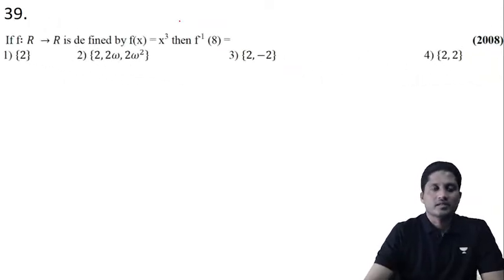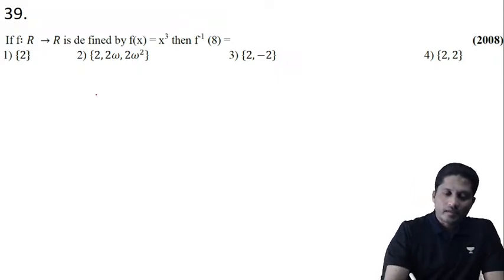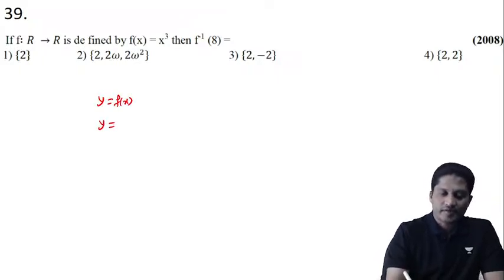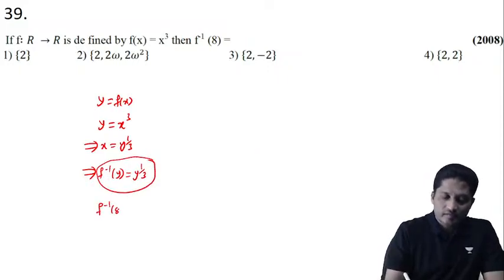Question number 39. See, suppose y is equal to f of x, I am supposed to find what is f inverse of it. Y is equal to f of x, y is equal to x cube. X is equal to y to the power of 1 by 3 and f inverse of y is equal to y to the power of 1 by 3. Now f inverse of 8 is equal to cube roots of 8.